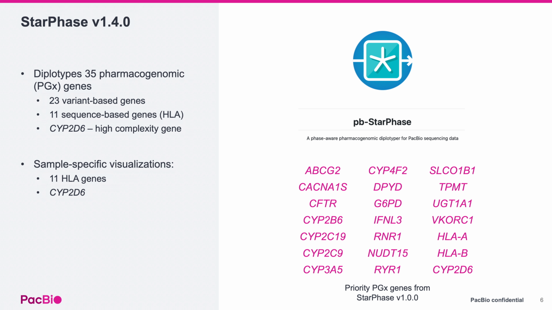CYP2D6, of course, takes this a step further by not only requiring these sequences, but also requiring copy number change detection. Now, because the HLA genes and CYP2D6 are very complicated, StarPhase will actually generate sample-specific visualizations as well, allowing a user to come behind and inspect the result for its accuracy.